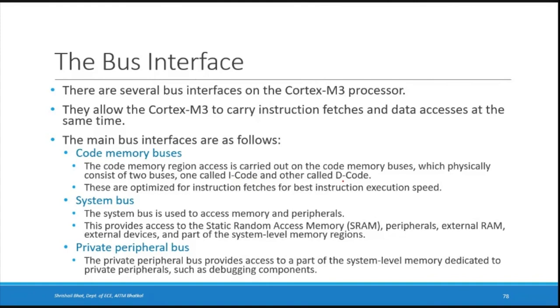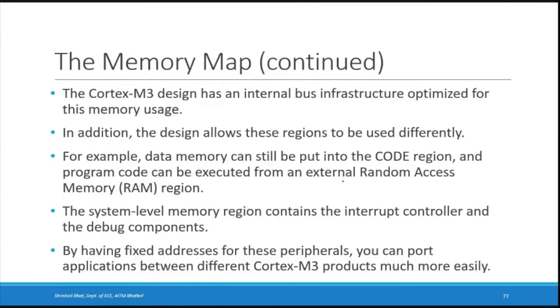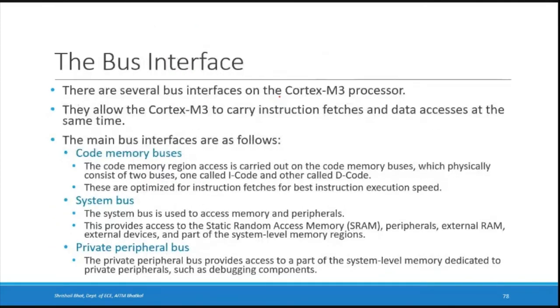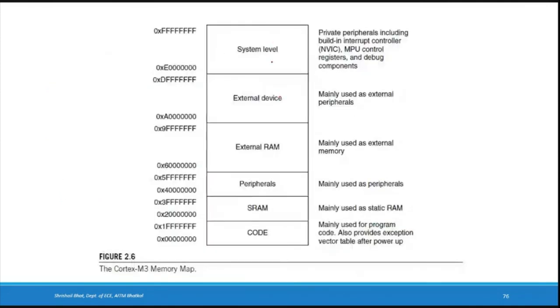Then another kind of bus interface is the system bus. It is used to access memory and peripherals: SRAM, external SRAM, and different peripherals and external peripherals. Those things are there, right? So this provides access to static random access memory, peripherals, external RAM, and external devices. These are part of the system level memory regions, the upper half GB.